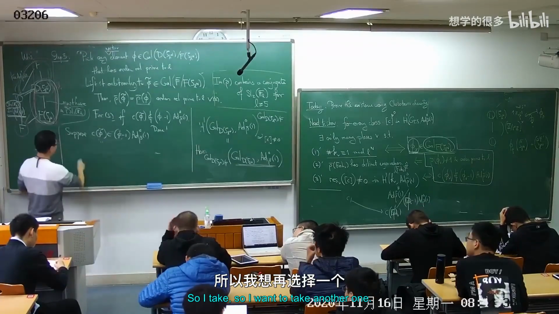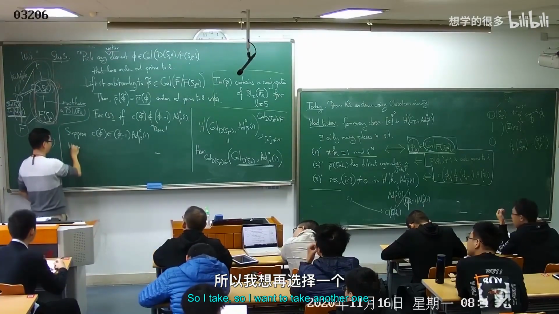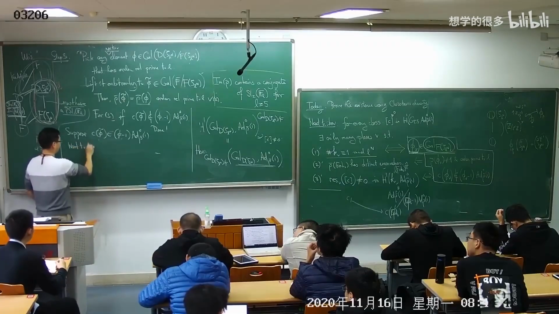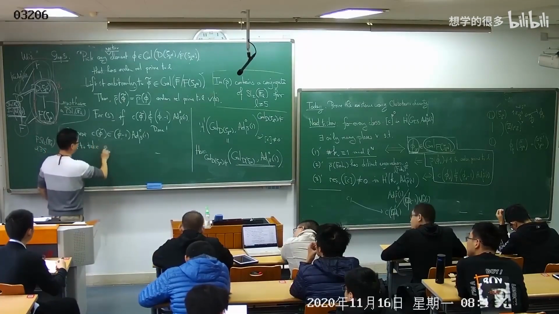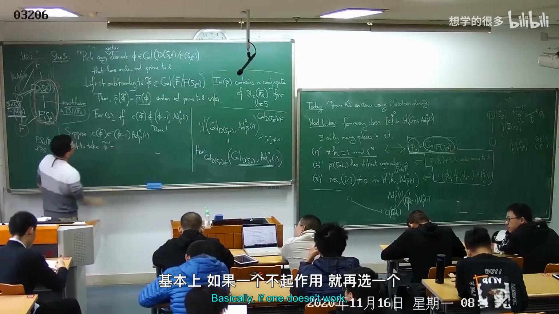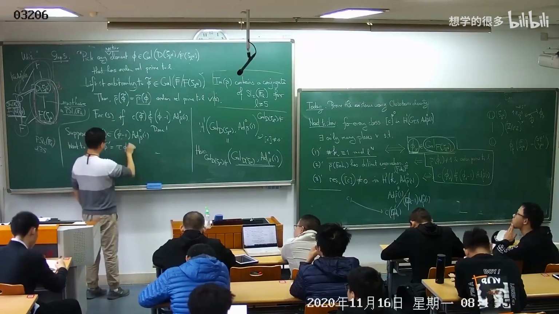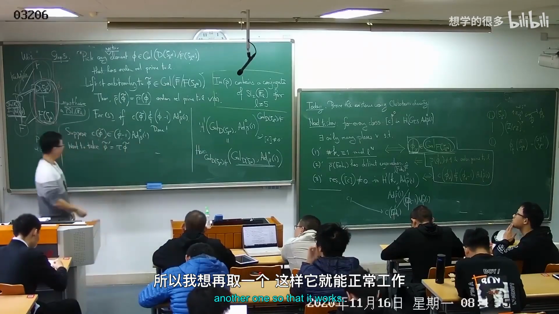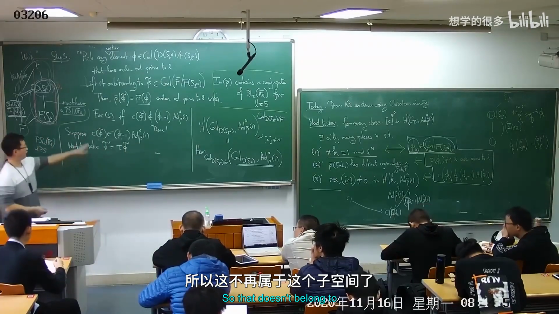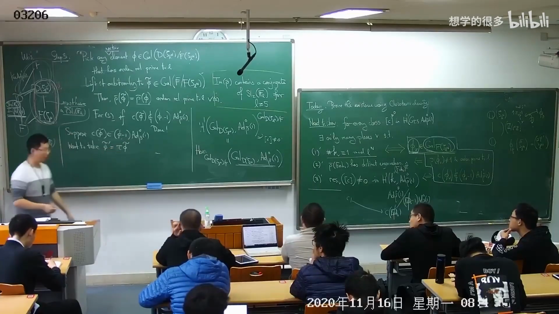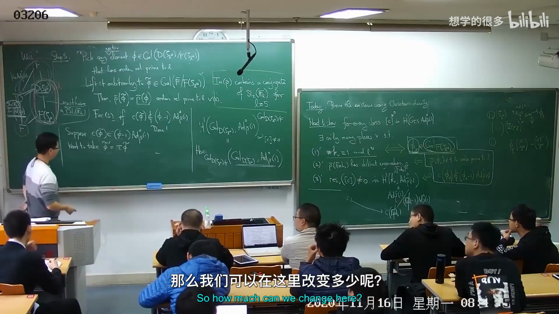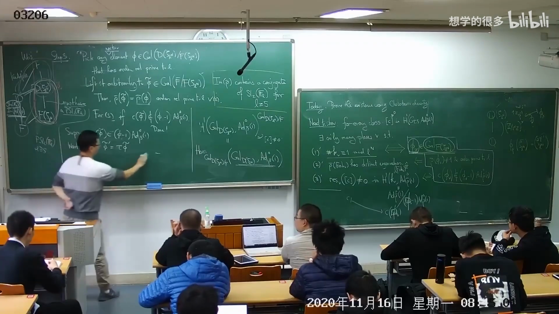So I want to take another one. Basically, if one of them doesn't work, you just pick another one. So I want to take another one so that it works, so that it doesn't belong to this subspace anymore. So how much can we change here?